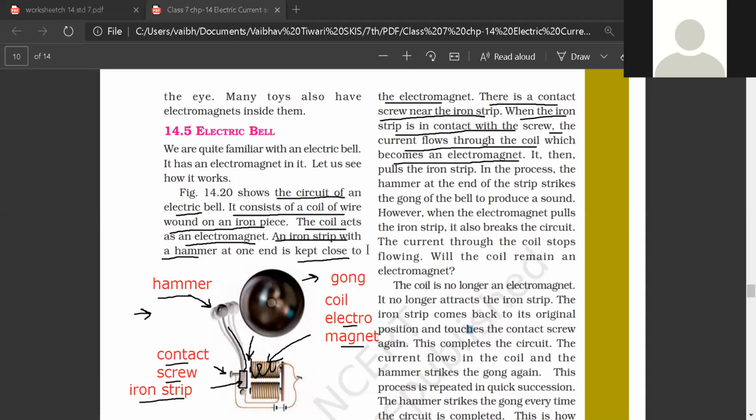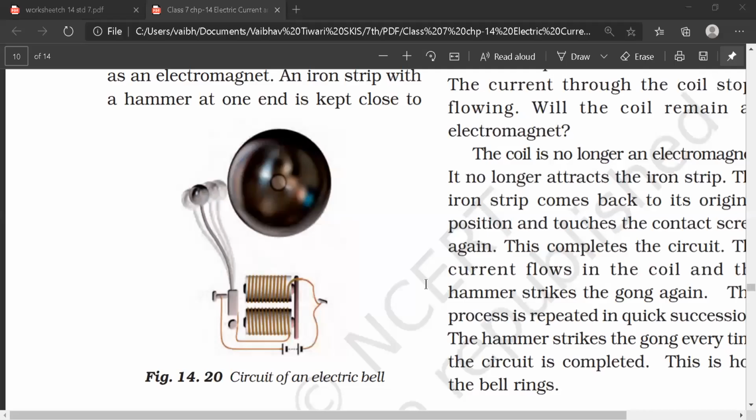Now initially, and one more thing, here is the switch. This is the switch over here. A very small switch is shown, but this is the switch over here, and here is the battery. So this is the figure of the electric bell, and let us see how would be the flow of current from the different parts of this electric bell, right?